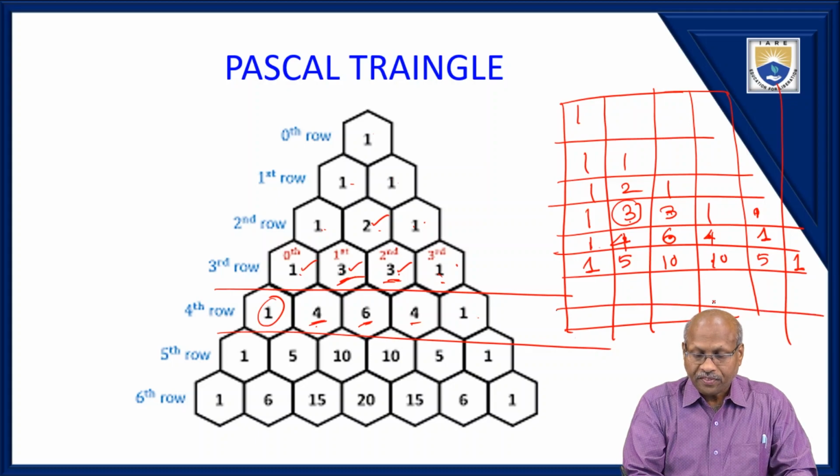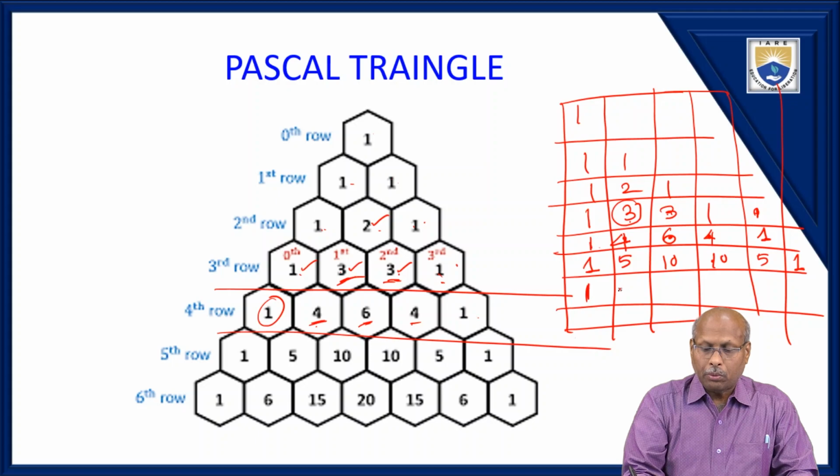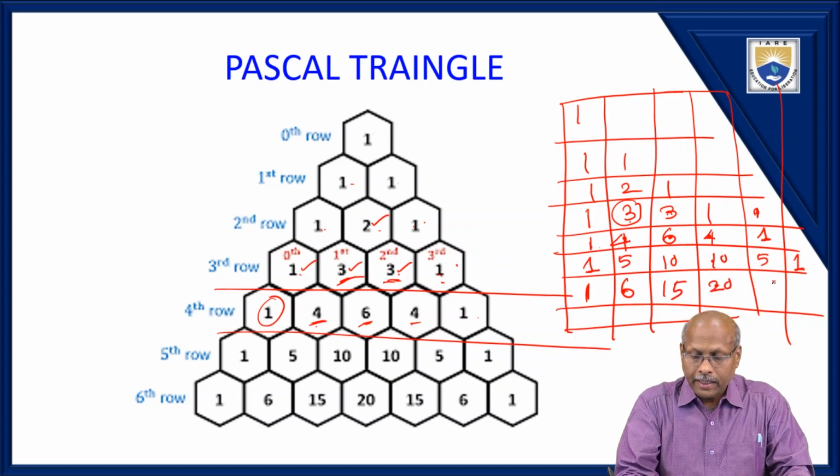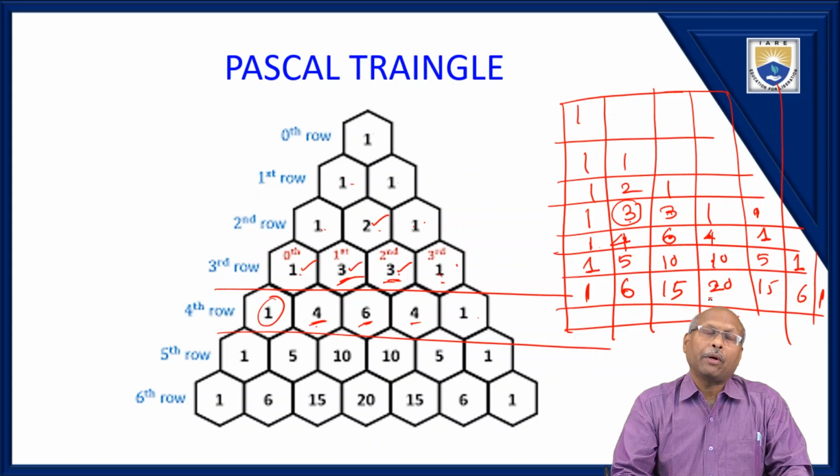Then next, the first element is always 1. The next element is 5 plus 1, 6. Next is 10 plus 5, 15. The next element is 10 plus 10, 20. Next is 10 plus 5, 15. Next is 5 plus 1, 6. And the last is 1. So like this it evaluates.